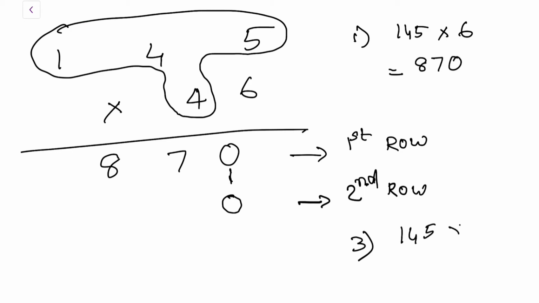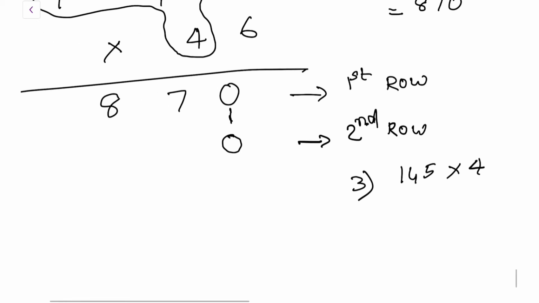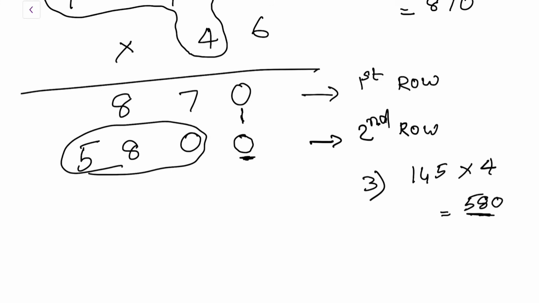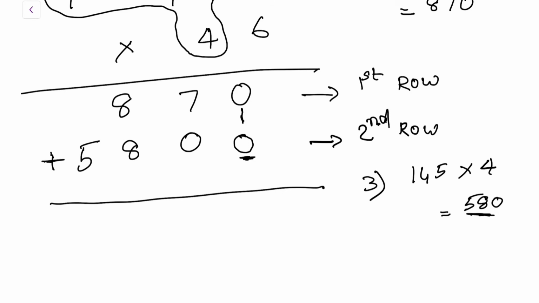What is 145 into 4? If you do that, you will get 580. Okay. Now you just have to write this 580 in the second row before the 0. So it comes as 580. This 0 was the second step. Remember, we included 0 as a second step. Just before that, you write down 580. This is your third step. Now, once you've got your 2 rows, the final step is to just add row 1 and row 2.